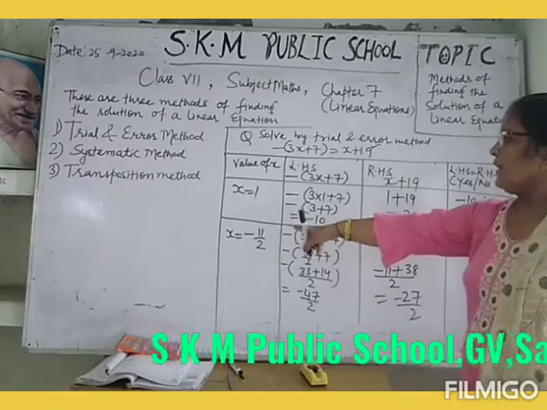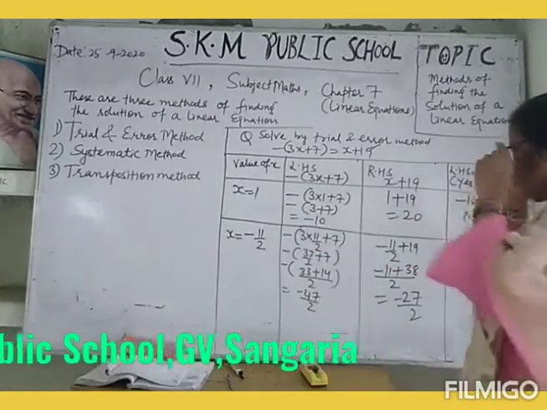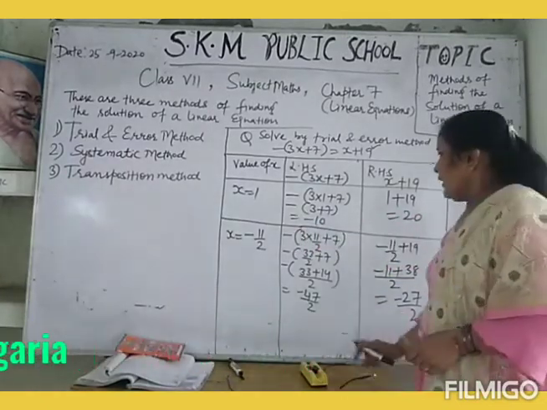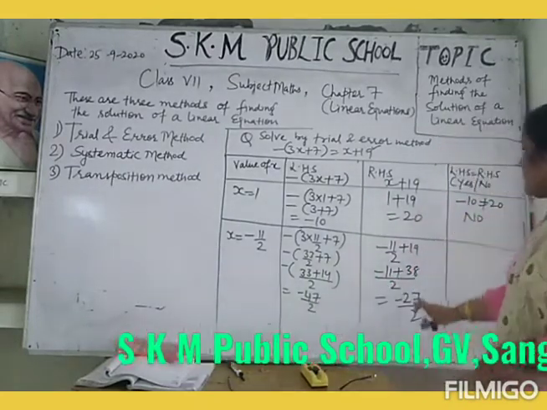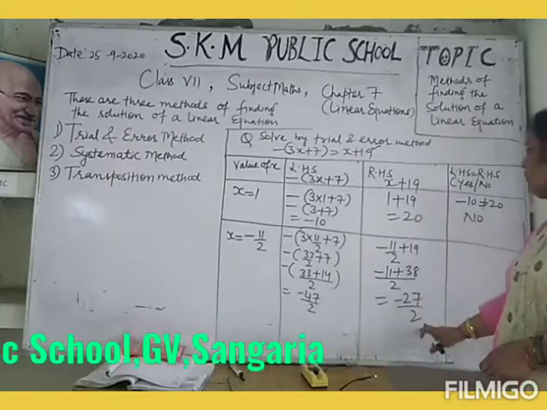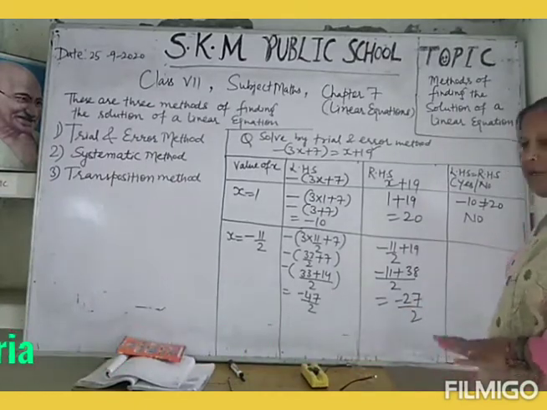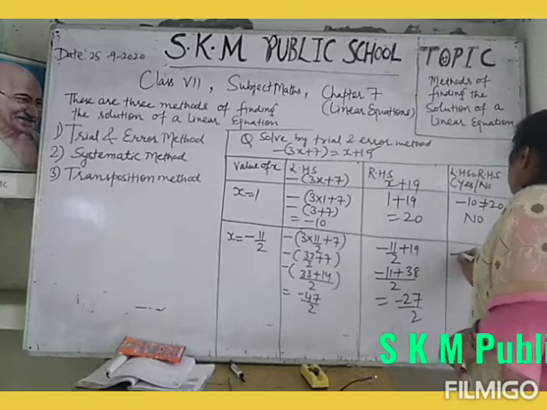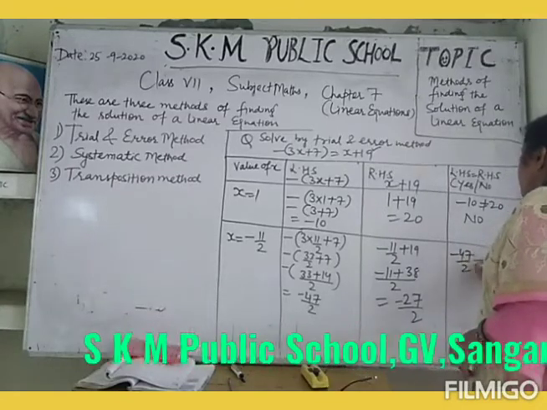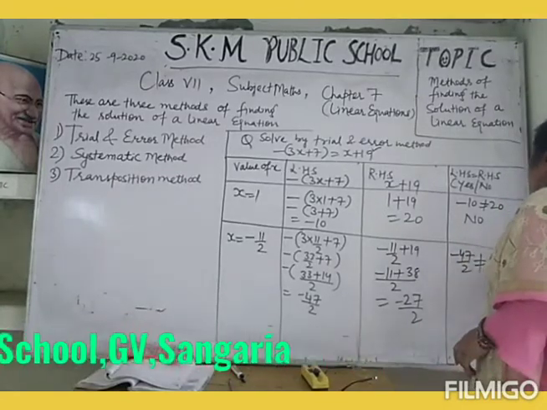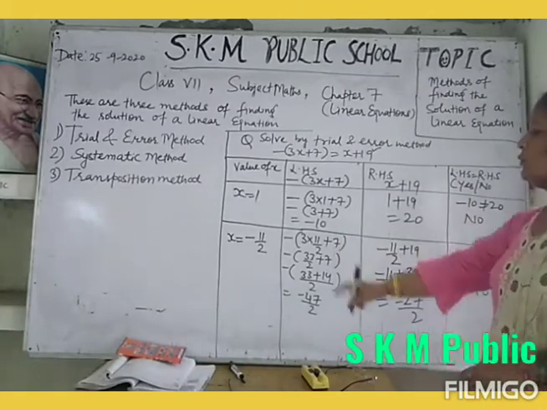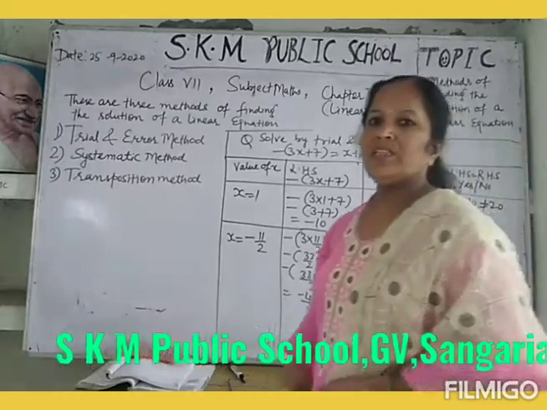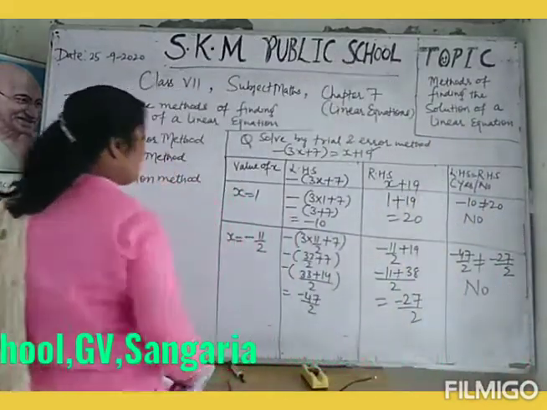Again, after putting the value of x equal to minus 11 upon 2, on the left hand side I am getting minus 47 upon 2, and on the right hand side I am getting minus 27 upon 2. Now both the values are negative, but not equal. Left hand side is not equal to right hand side. So x is equal to minus 11 upon 2 is not a solution to the given equation.